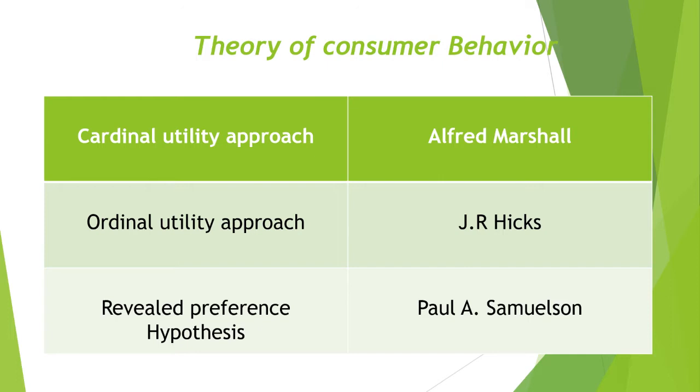Second, the ordinal utility analysis given by J.R. Hicks. And third, the revealed preference approach as given by Paul A. Samuelson. Here, in this class, we will see the ordinal utility approach, also called the indifference curve approach. The theory uses the concepts of budget constraint and a preference map to analyze consumers' choices. We also have to discuss related concepts like consumption bundle, consumer's budget, budget set, budget line, etc.